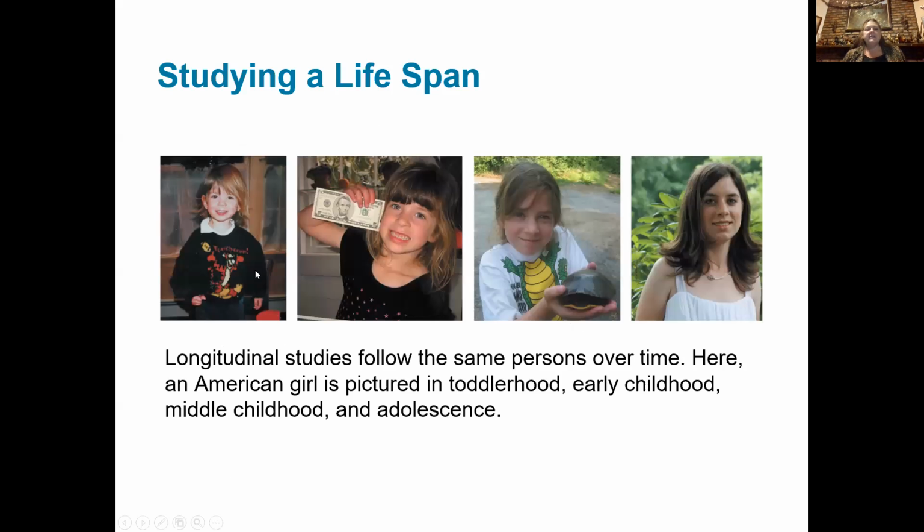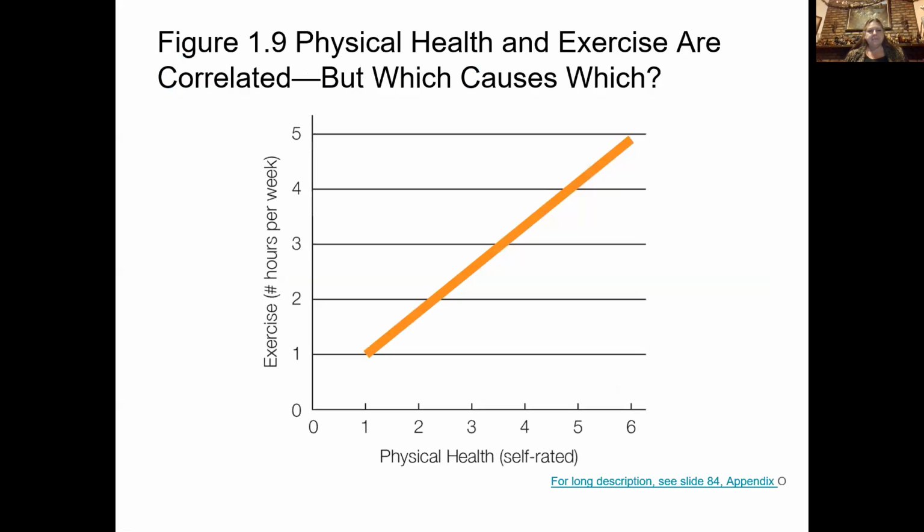So here's an example of studying the lifespan. A longitudinal study follows the same person over time. So here we have a girl in toddlerhood, early childhood, middle childhood, and adolescence. This would be an example of a longitudinal study where she is followed throughout this period of her life and whatever research questions are being asked.